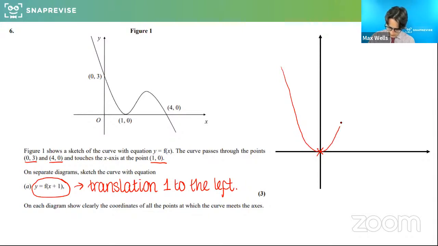And this point here absolutely will be the point 3, 0. It will go through 0, 0. And this point that was the y-intercept, perhaps slightly less significant now, is at -1, 3, absolutely. But it actually only just said on separate diagrams, on each diagram show clearly the coordinates of all the points at which the curve meets the axis.